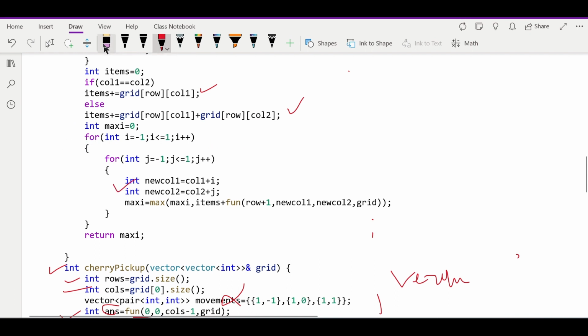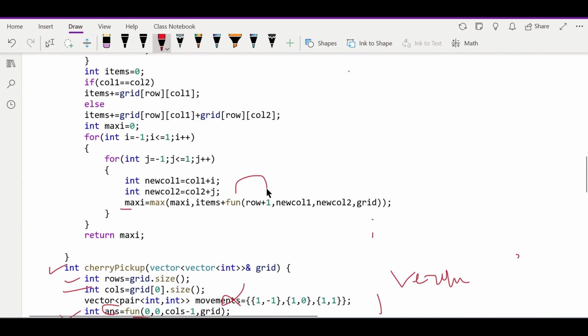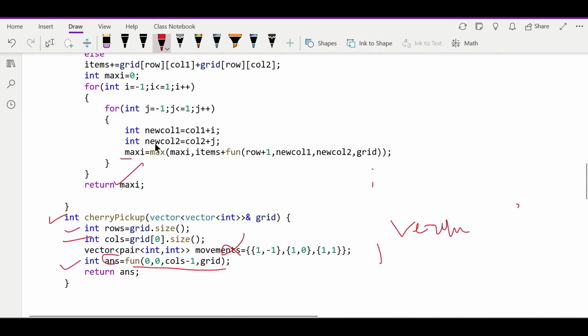I have calculated new column 1 and new column 2, and I have just taken the max of maxi and items. What is items? Current cherries on that particular cell. How many cherries are there on that particular cell? And further call the function for row plus one and the new columns, right? So this is our code, and at the end I have just written maximum. Obviously we have to return the maximum, right? So I have just returned maxi. So this is our recursive code. Let's quickly go through the time complexity of this code, and we'll also see how we will optimize it, right?